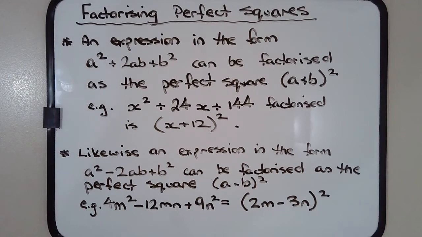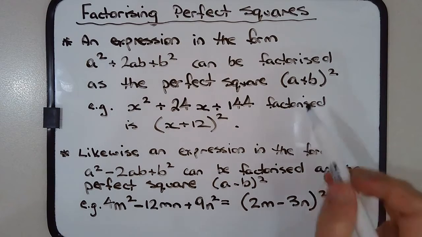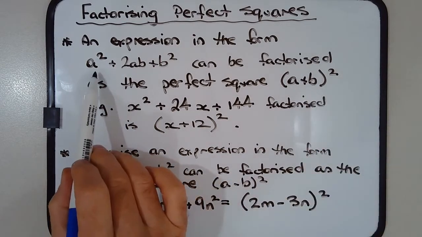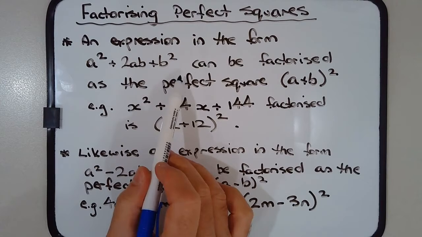In the last video, we looked at expanding perfect squares. So if that's the way forwards, then factorizing is the way backwards. With expanding perfect squares, if they're in the form a plus b all squared, we know that when we expand an expression like this, we get a squared plus 2ab plus b squared.